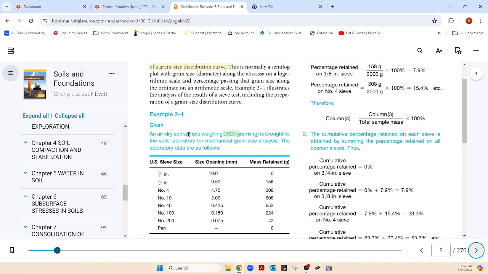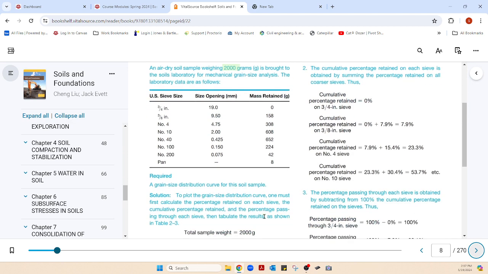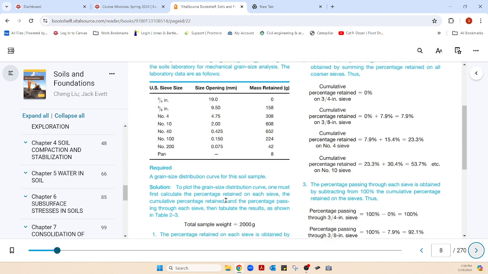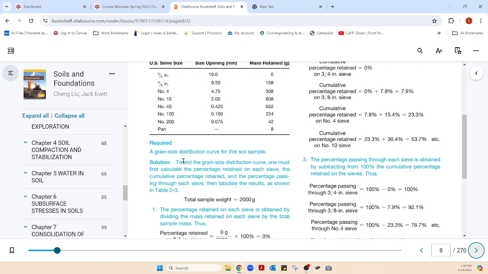A grain size distribution curve, which you will see in a moment. This is telling you this problem. Let's read it. An air dry soil sample weighing 2,000 grams is brought to the soils lab for mechanical grain size analysis. The data are as followed, and here it is. This is the mass retained in each of the sieves here. So it says what we need to do: a grain size distribution curve is what we're going to develop for this soil sample.